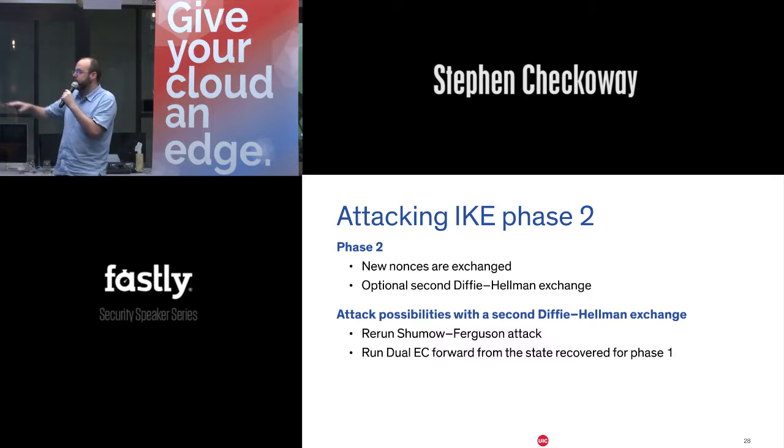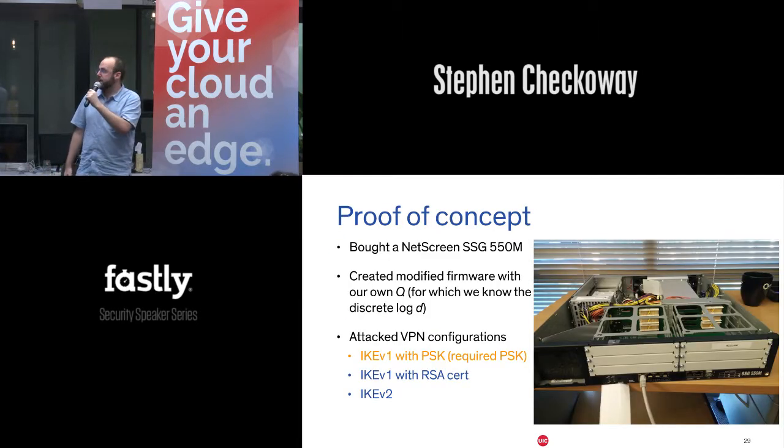In fact, we didn't even bother implementing the second one because the attack was so fast, it was fewer lines of code for us to write to just reuse the attack and just run it again. And so we did this. We purchased a NetScreen SSG 550M, and we created a modified version of the firmware exactly as the attackers would have done, although it sounds like they had access to source code and we were just patching binaries, but roughly the same. So I generated a Q value, and I told a graduate student, install this on the machine. And then, I mean, this is what graduate students are for.